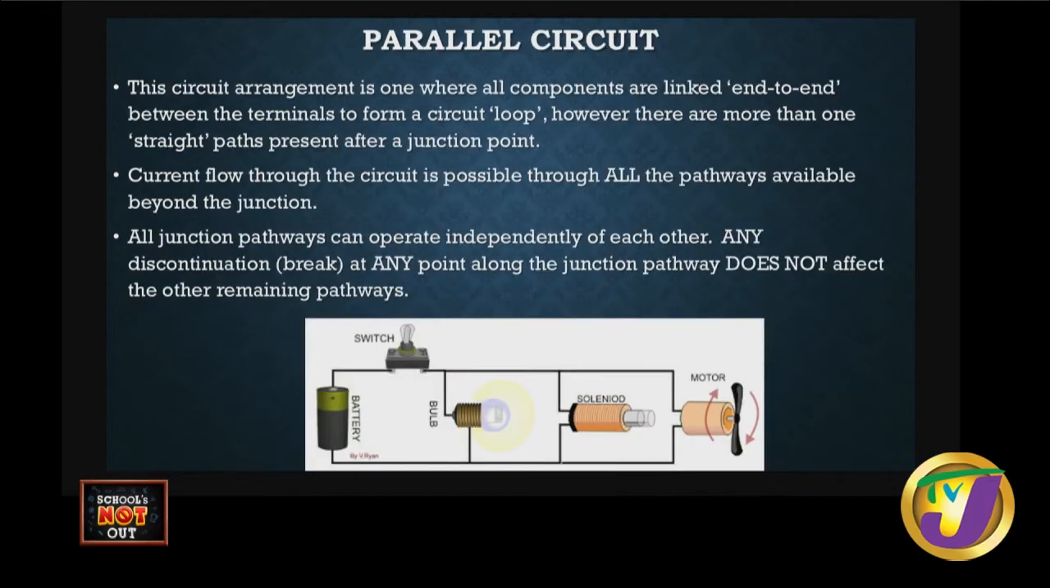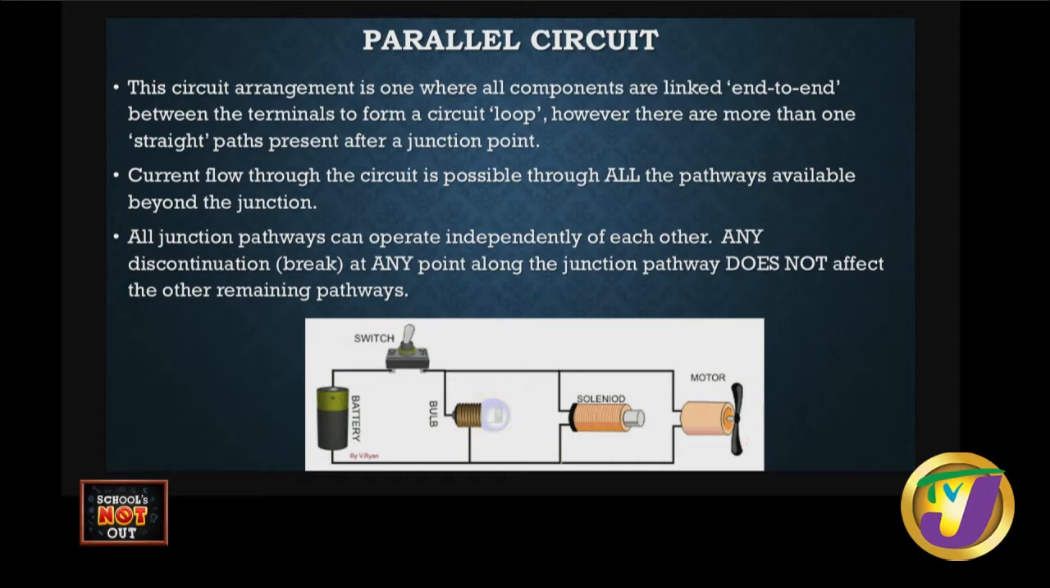Now for the parallel. This circuit arrangement now, it forms a loop, but there are more than one pathways for the current to flow. Current flowing through the pathways can flow through each component individually. And what we have now is what we like to call a junction. Now a junction is just like what they would say in traffic law. You come to a point, you can either go left or right. That's what a junction provides.